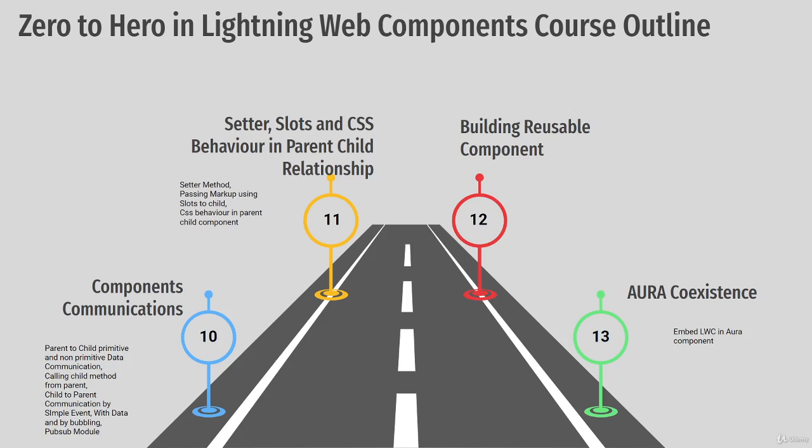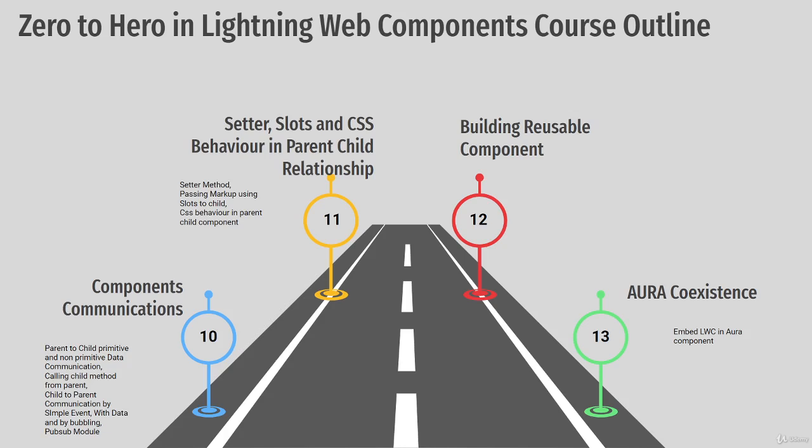Because in the previous section, we already know how we can communicate from parent to child. So now we need to understand the setter. So how we can set the property dynamically, how we can use the slot, how, instead of passing the data, we can pass the HTML to the child, and how the CSS works when you are working with the parent-child relationship.